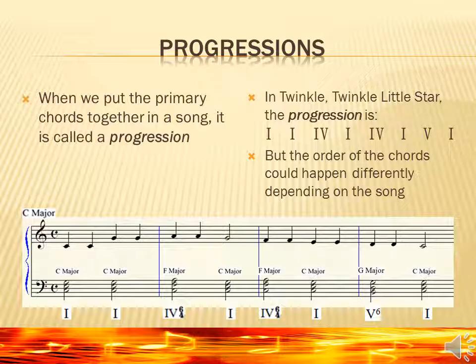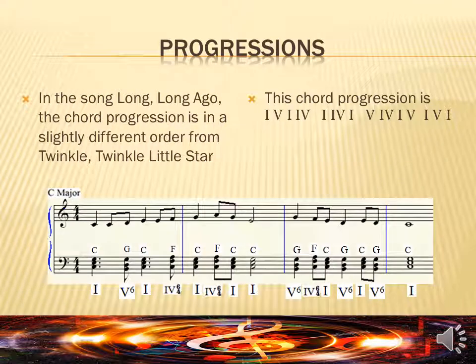But the order of the chords could happen differently depending on the song. In the song Long, Long Ago, the chord progression is in a slightly different order from Twinkle, Twinkle, Little Star. This chord progression is 1, 5, 1, 4, 1, 4, 1, 5, 4, 1, 5, 1, 5, 1. And it sounds like this.